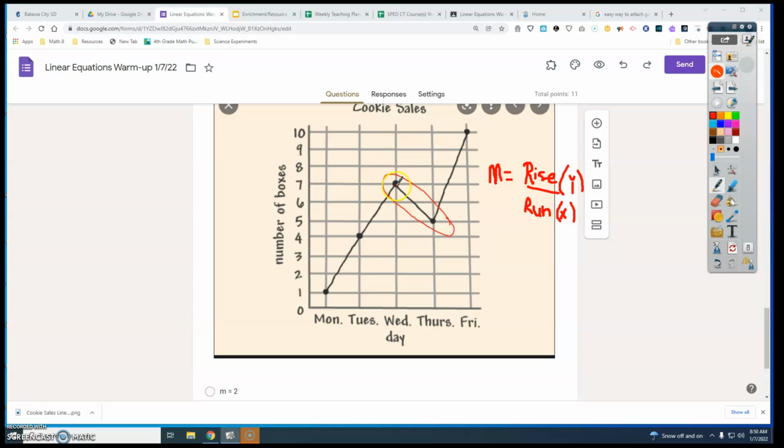So if we look at this slope, what we're going to do is we're going to draw our nice little right triangle, and we notice that we are going down. That's our rise. We're going down 2, right? And that's the number of boxes. We're going down 2 boxes, and we're going over 1 day. So our slope here should be -2 or -2 over 1, whatever shows up.